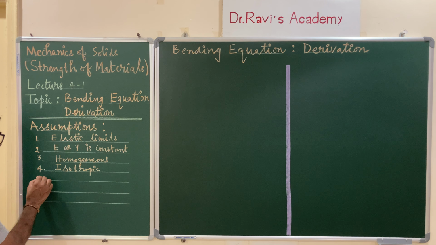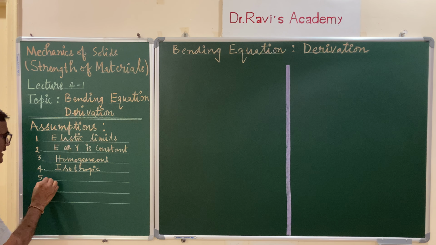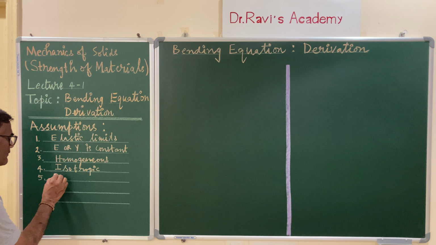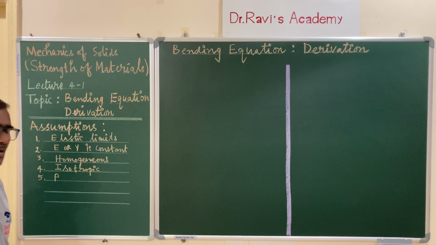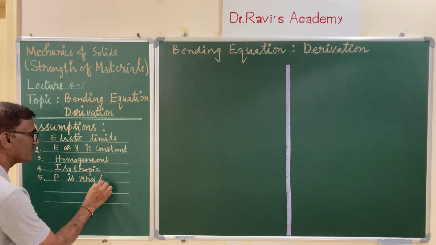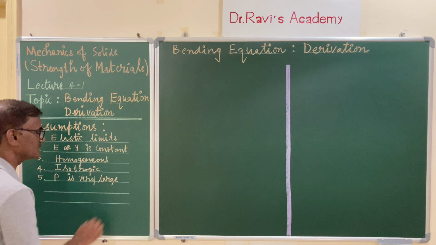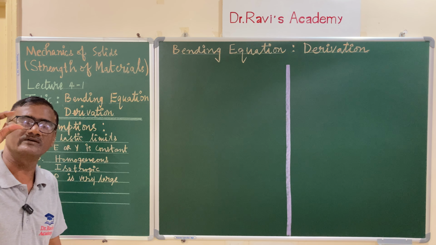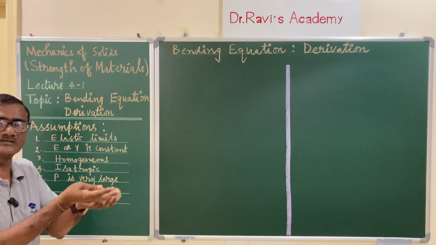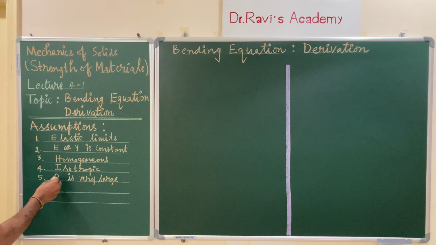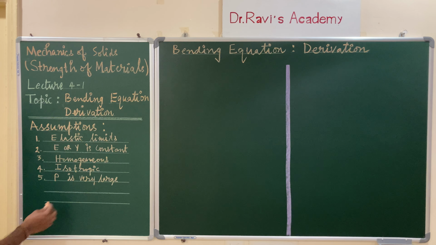The fifth one: when a beam is subjected to bending, the radius of curvature, which I am representing as rho, is very large when compared with the length of the beam. That means the deflections are very small. When the radius of curvature is large, the deformations and deflections are very small.